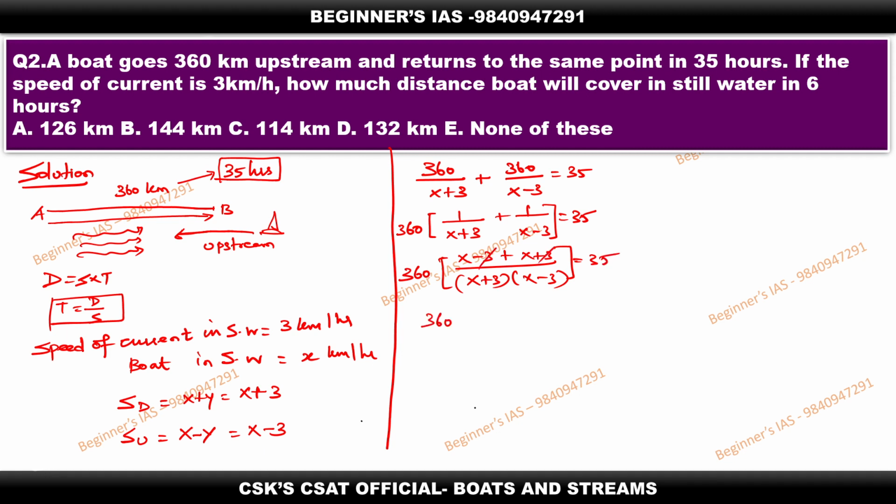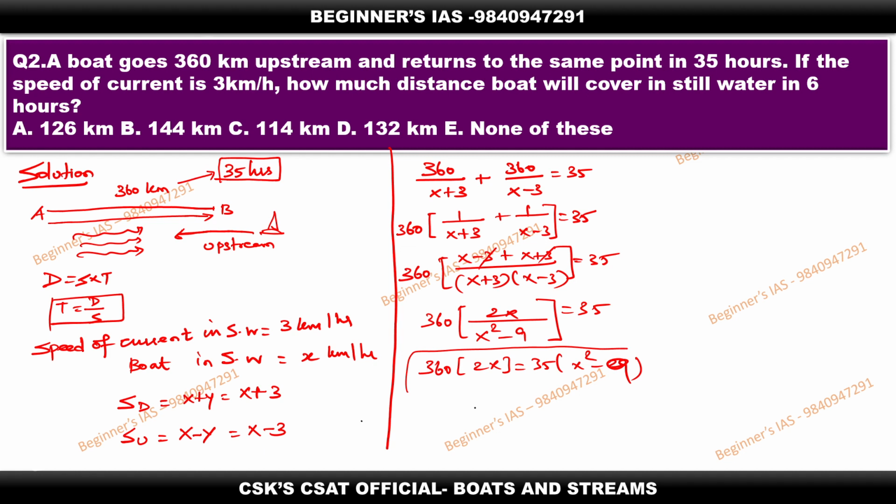So 360 into 2x by x square minus 9. I have applied the formula a plus b, a minus b. So now 360 into 2x is equal to 35 into x square minus 9. Please take note of this one. I will tell you a shortcut process to get this without solving this many steps. I will tell you that later in the second part.